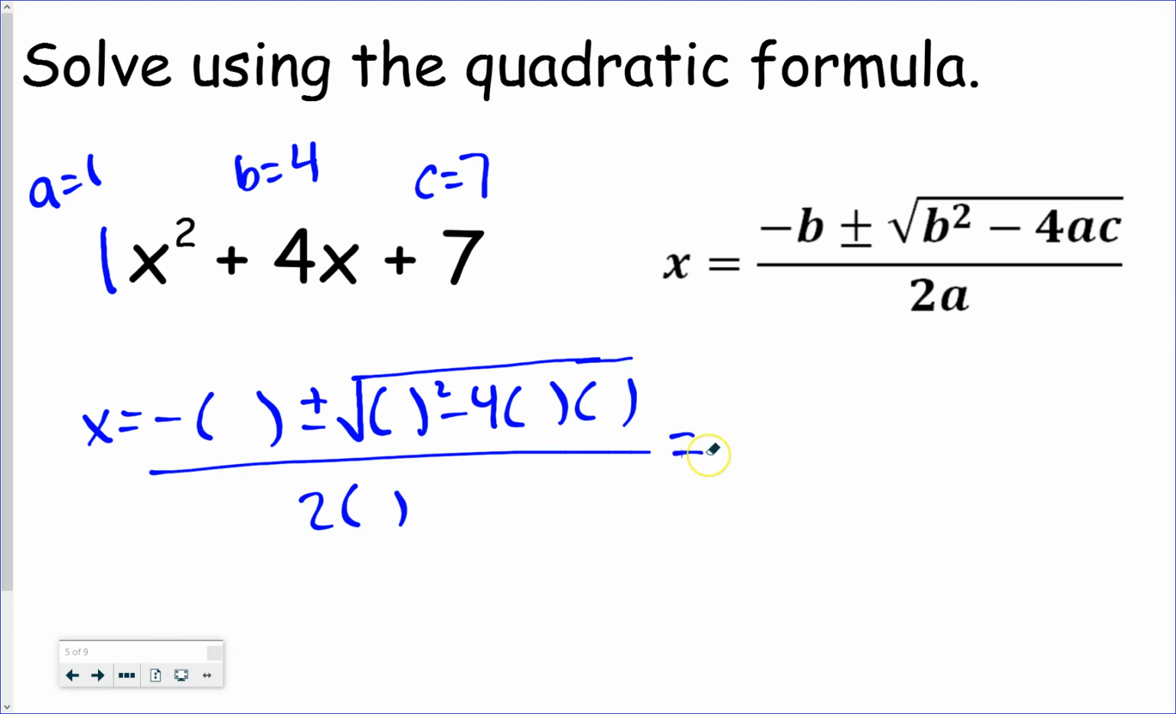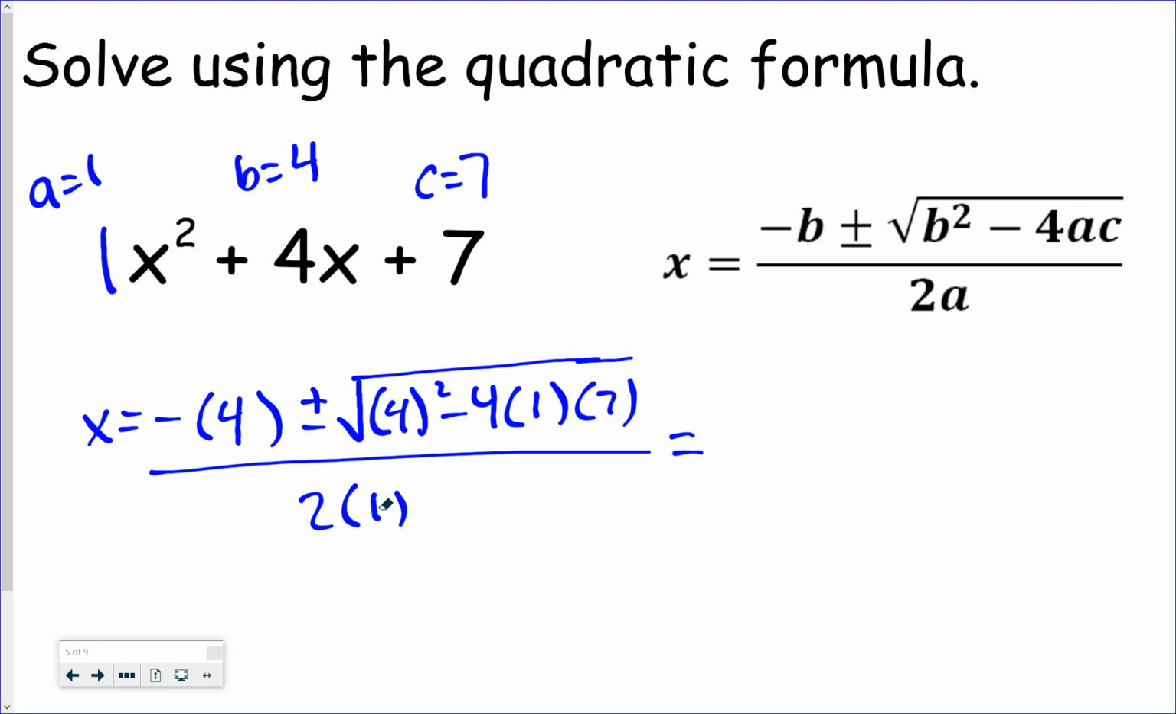I always do this first. Okay. So, negative B. What was my B? 4. Good. Plus or minus square root of B squared. So that is now 4 squared minus 4 times A, which is 1, times C, which is 7, all over 2A, which is 1. Okay. So, for some of you that might be annoying, but I promise it'll help the mistakes not happen as often.